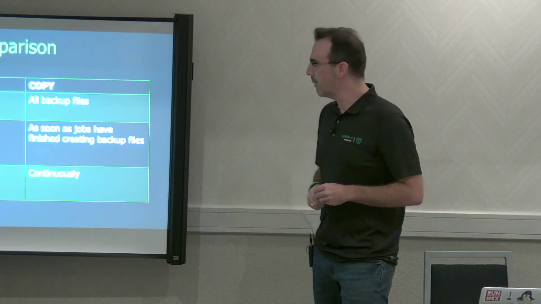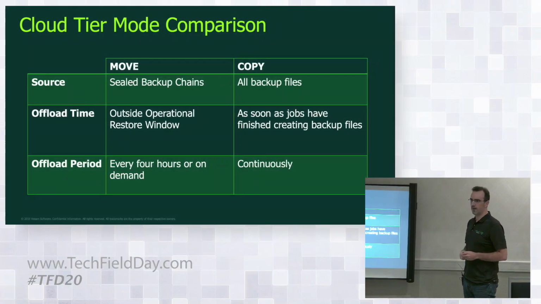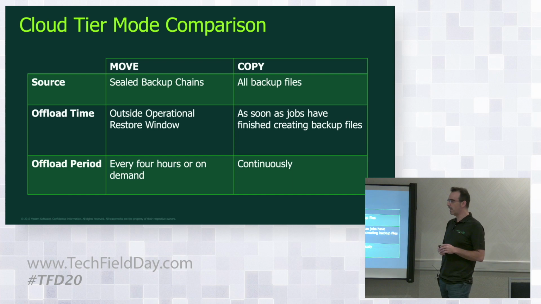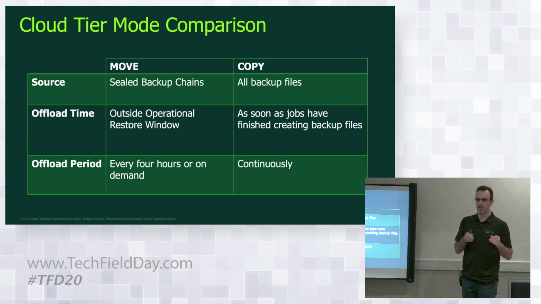Copy mode. So copy mode differs in that we look at all backup files now. We don't look at whether it's a sealed backup chain. We will move every backup file. For those that know Veeam, we've got a VBK file, an incremental, a reverse incremental, so there are a couple of different file types. What we do now is shift every file type when it's created. In terms of the offload time, it happens as soon as the backup job has created that file.